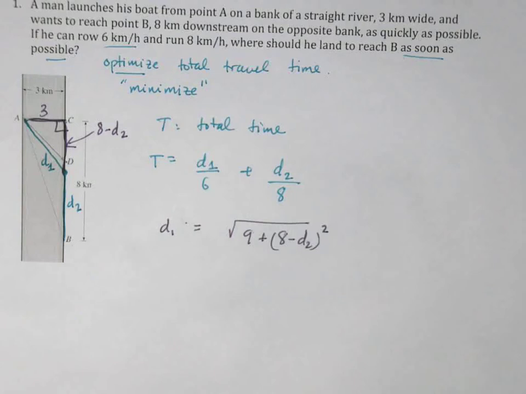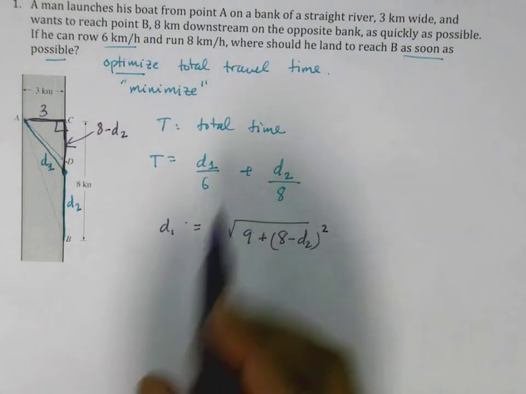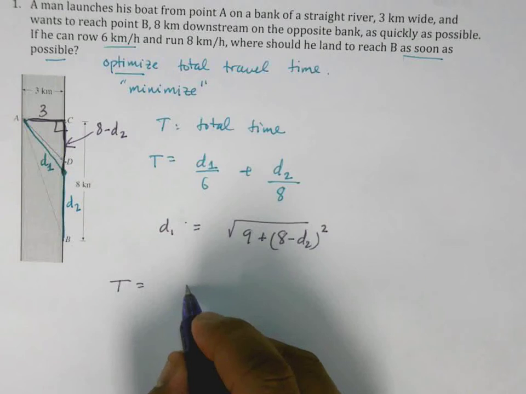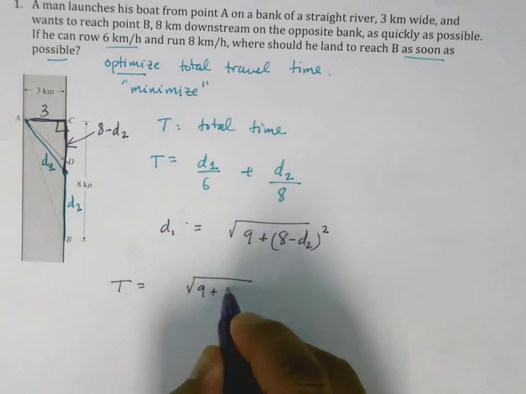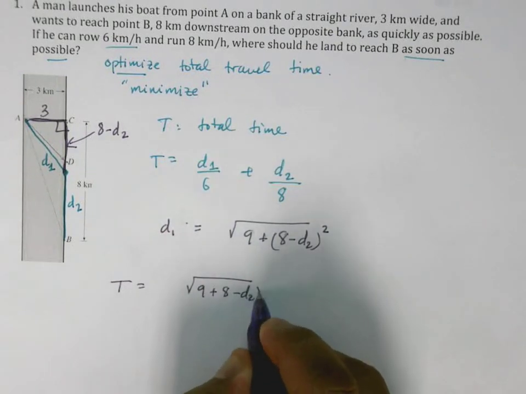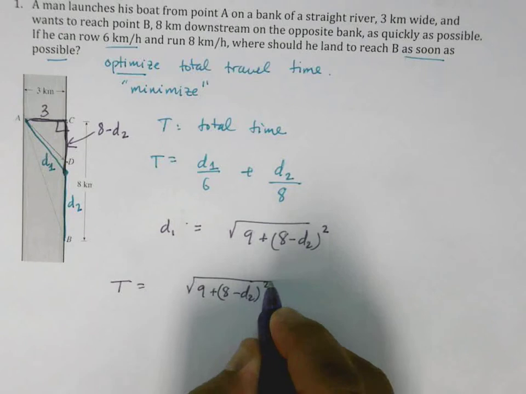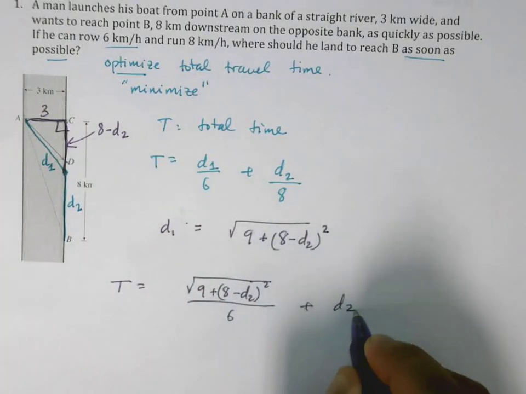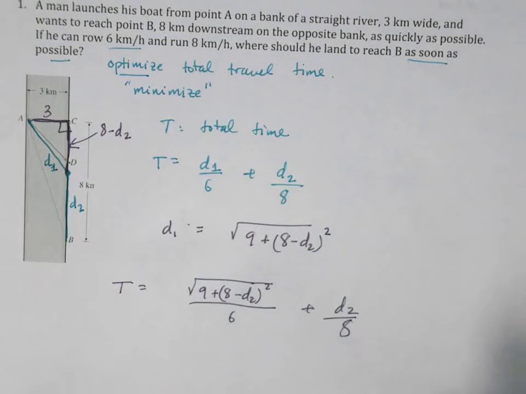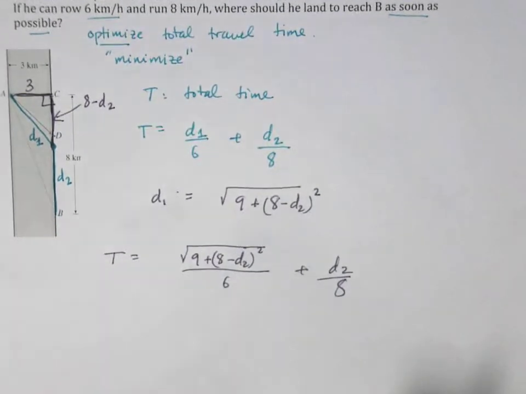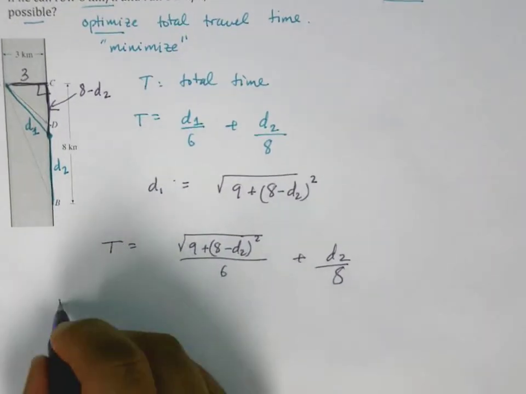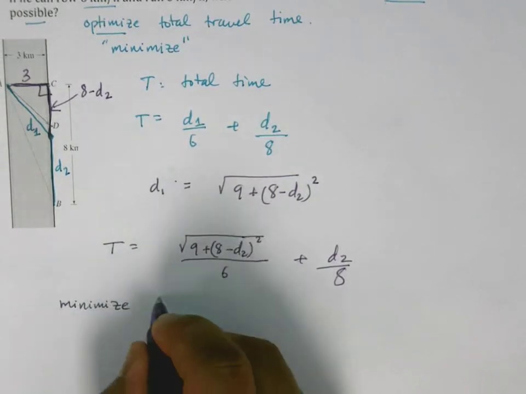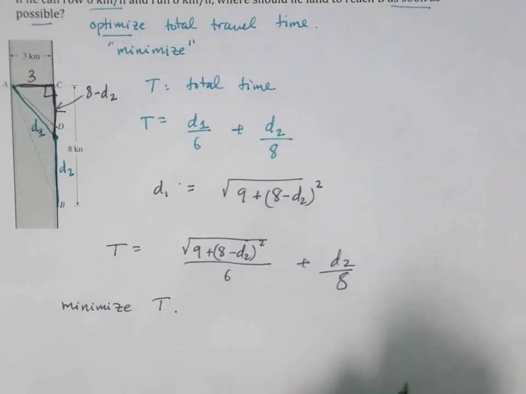Then we're going to make the substitution. So T is equal to D1, which is the square root of 9 plus (8 minus D2) quantity squared, all over 6, plus D2 all over 8. From here we're going to try to minimize T, and to do that, we're going to take the derivative.